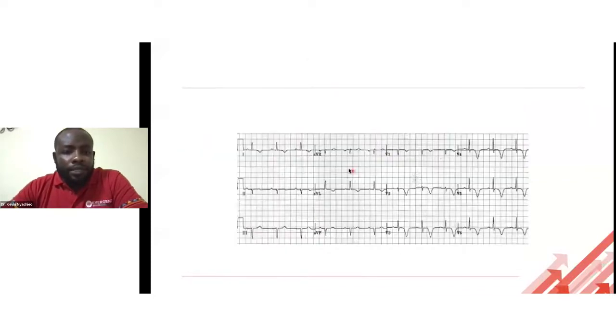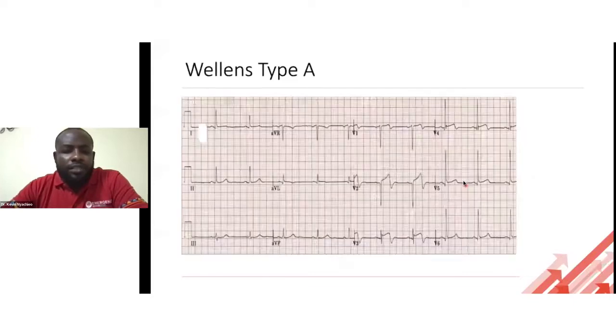There is a type B Wellens, where rather than having biphasic T waves, you have what we call T wave inversions, especially again in the precordial leads. Okay, so you can see very nice T wave inversions. History is the same, chest pain on and off, currently asymptomatic, not in chest pain. Wellens is STEMI, as simple as that. Wellens is a STEMI. It's the easiest one to miss, because for most people, when you look at this, you're not really thinking about a STEMI, but this is a STEMI.